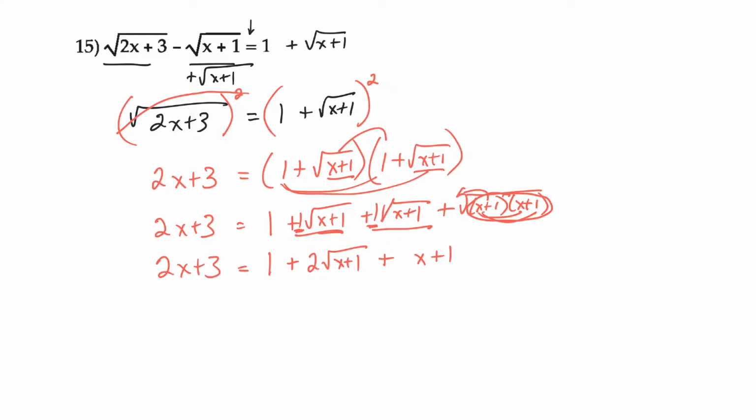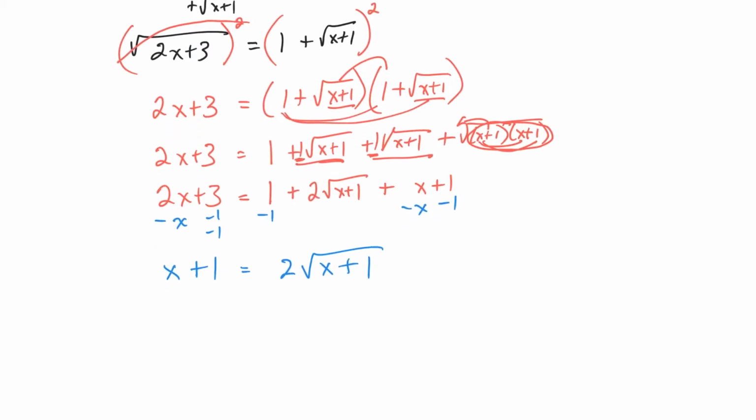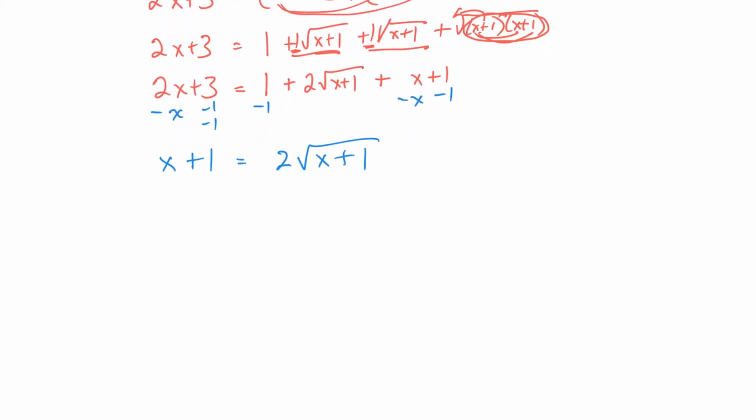Now I want to isolate that radical again. So I'm going to subtract an x. I'll subtract this one, and I'll subtract that one. So it'll be subtract an x here, and then I've got to subtract 1 and subtract 1. So on the right side, I'm left with 2 root x plus 1. On this side, this will just be an x. 3 take away 1 is 2. Take away 1 is 1, so plus 1. Phew. Okay, so now I have it down to just 1 radical left.